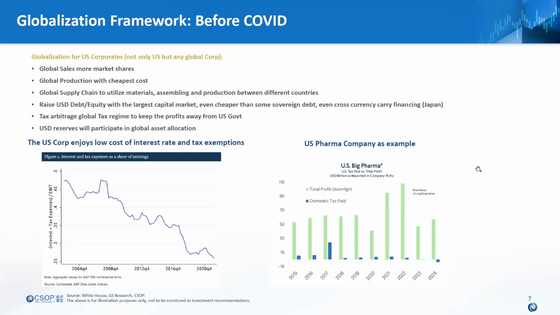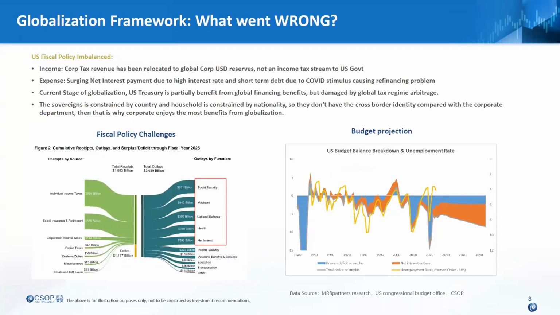So what went wrong after the COVID period? First of all, the corporate tax revenue has been relocated, as mentioned, to global corporate dollar reserves, not an income tax to the U.S. government. That's why the U.S. government wants the tariff war, and what's behind it is actually that they need money.